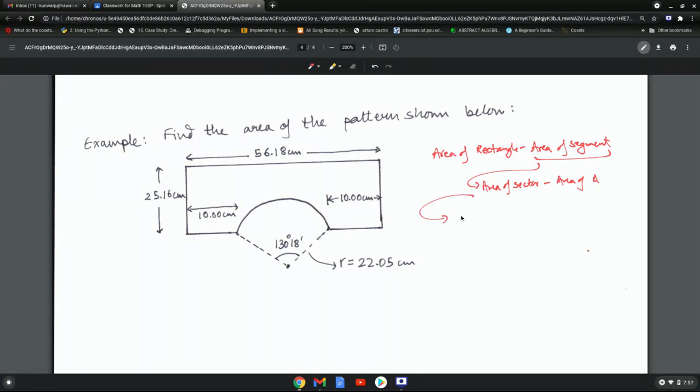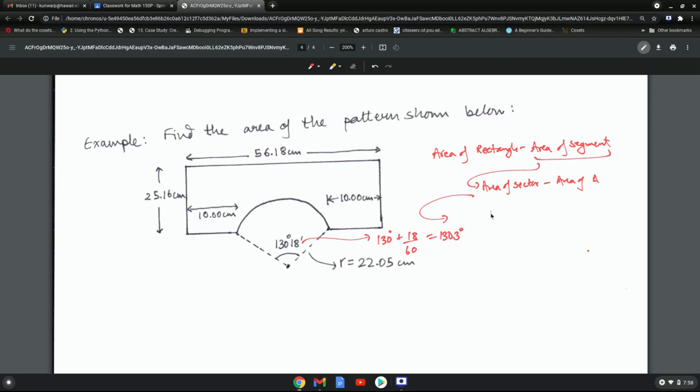The area of the sector. I noticed first that these are in degrees and minutes. So I'm going to first convert this completely into degrees. I divide the 18 minutes by 60, plug that into the calculator and add it to 130, and it gives me 130.3 degrees.